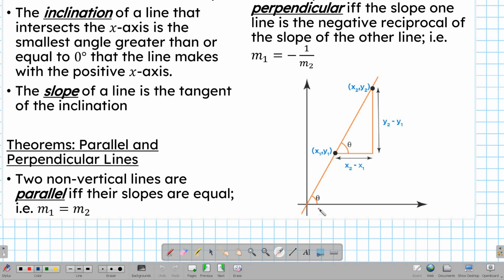Now, the slope of that same line is the tangent of the inclination. So, if we find the tangent function of this angle theta, then we find the slope of the line. So, since we have this line here, let's label this as our line L. Then we're going to have this same line with the same slope, given 2 points on the line, say point A with coordinates x sub 1, y sub 1, and point B with coordinates x sub 2, y sub 2.